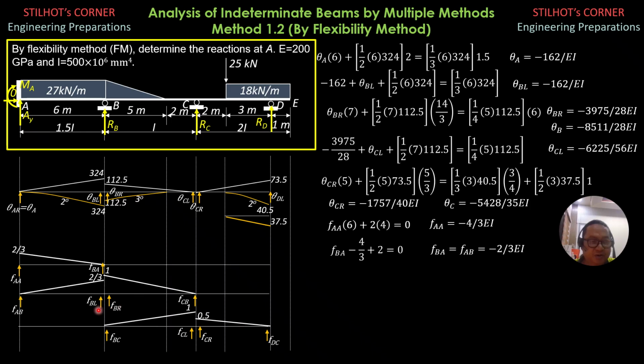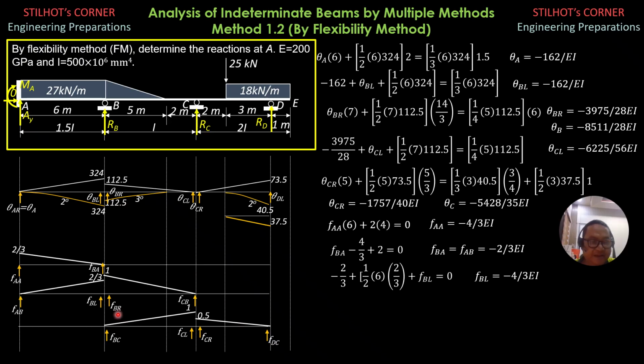But to solve for FB left, I just apply summation of forces Y. FAB is negative 2/3, this one, plus the area, which is 1/2 of 6 times 2, which is again 2, plus FB left equals 0. So FB left is equal to negative 4 over 3 EI.